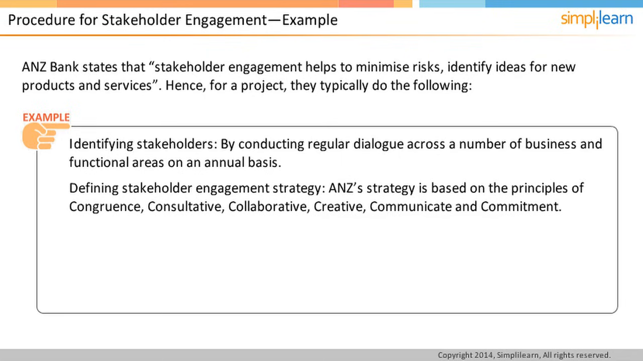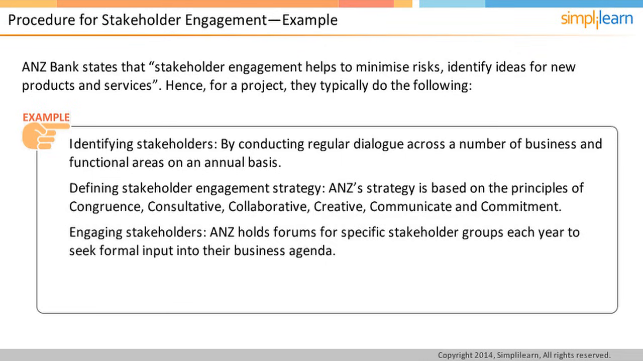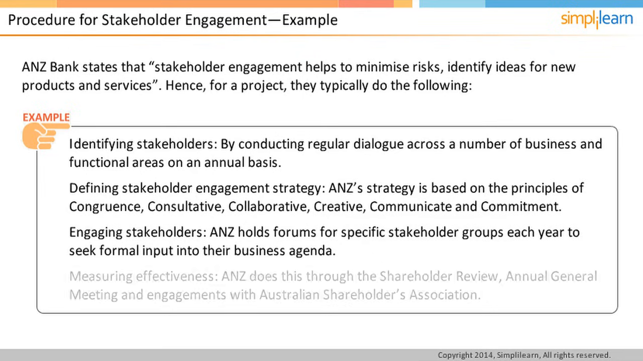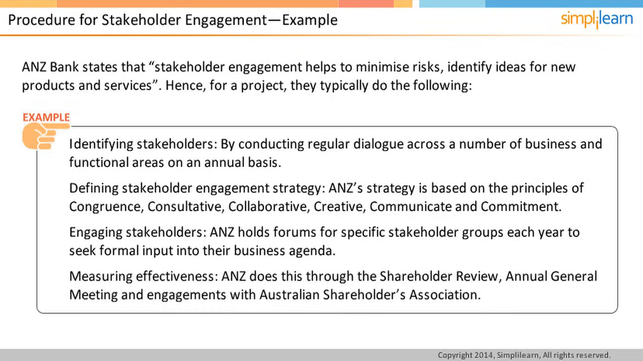Engaging stakeholders. ANZ holds forums for specific stakeholder groups each year to seek formal input into their business agenda. These forums are attended by a consistent group of stakeholders, along with new participants, ensuring progress and tracking of issues that have been raised in past forums, together with the identification of new and emerging issues. Measuring effectiveness. ANZ does this through the Shareholder Review, Annual General Meeting, and engagements with Australian Shareholders Association. In the next screen, we will learn about the Communication Management Strategy.